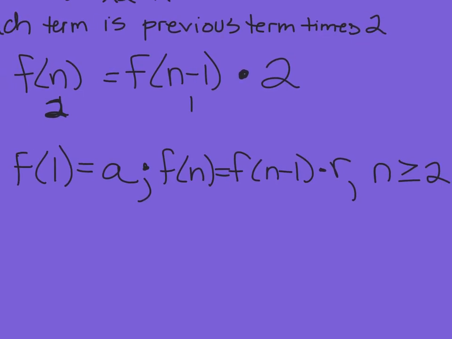f of 1 equals a, semicolon, f of n equals f of n minus 1 times r, comma, n is greater than or equal to 2. So the only things that you need to know to fill in that equation are a, your first term, and r, your common ratio.